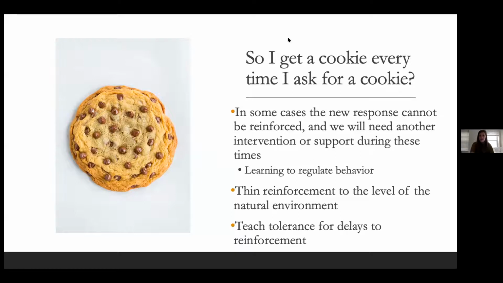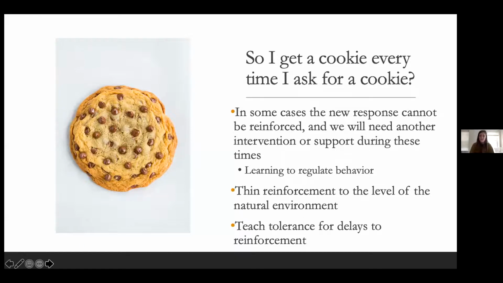We want to do that to approximate what the natural environment is like. In the natural environment, I don't get a cookie every time I ask for one. So we need to teach the kid when he can have a cookie, when a cookie is not available, and who to ask for a cookie. We can't go asking strangers on the street for a cookie. And then we also have to teach tolerance for delays to reinforcement. And this can be really, really hard. I know we have all seen this with a lot of our kiddos, where you ask them to wait for the iPad, or it's not time to have candy right now. So that's something that we would have to explicitly teach. And that can all be part of FCT.